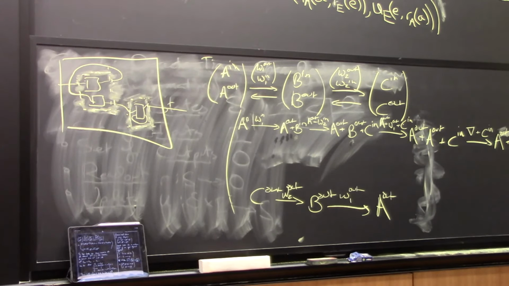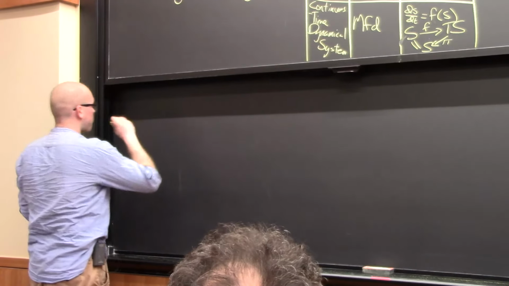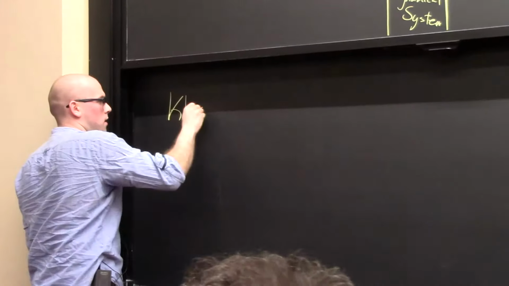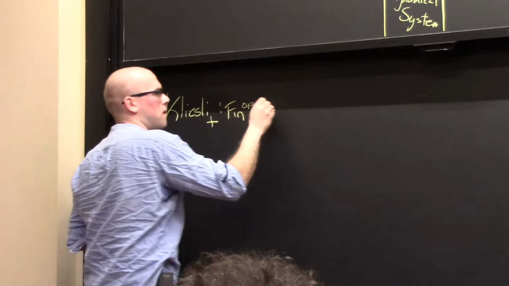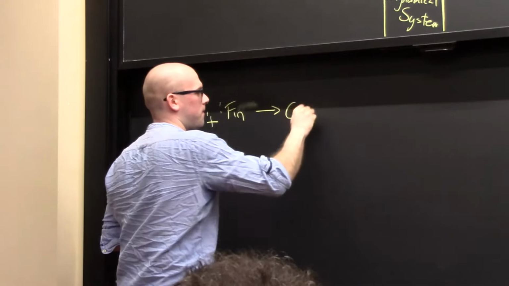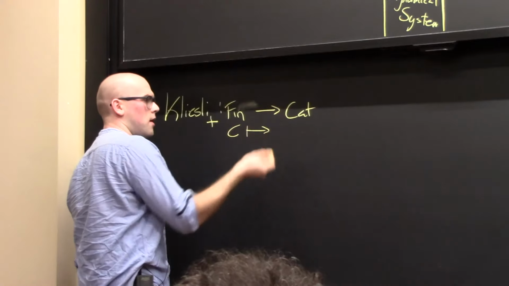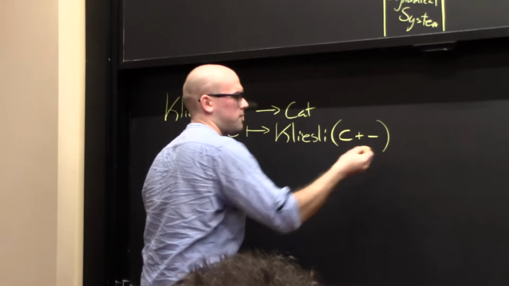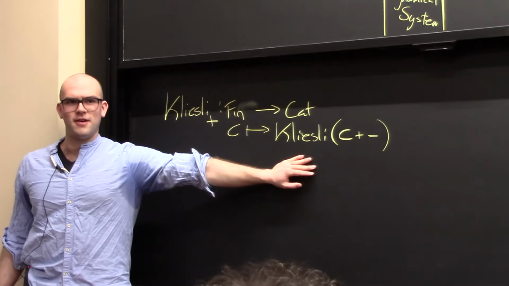I hope you all remember what a wiring diagram is. Okay, so what we can see then is that this looks a lot like Kleisli composition. So we have a functor called Kleisli plus, and it goes from finite sets to categories. And it takes every finite set C to the Kleisli category of the monad C plus dash. So is this concept familiar to people here?